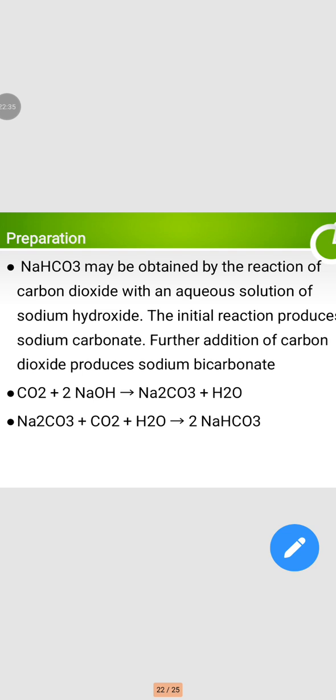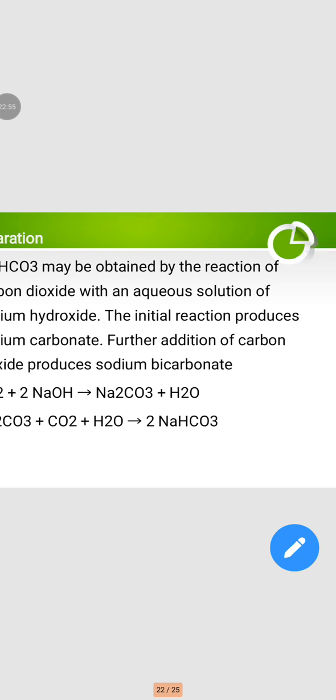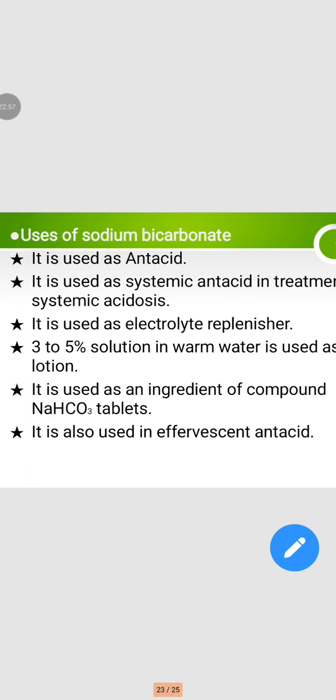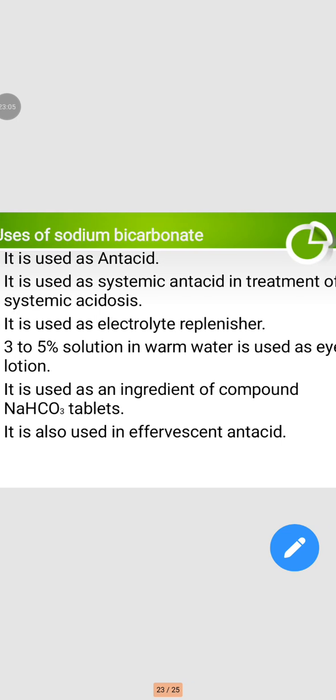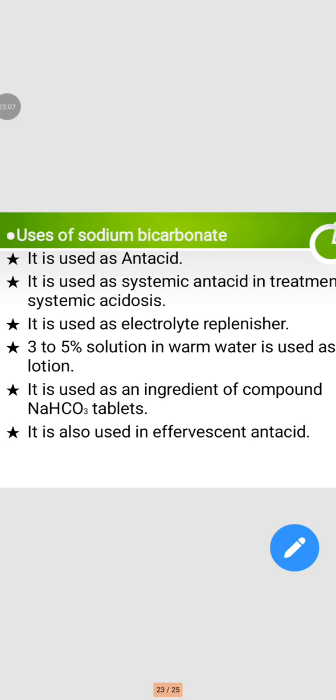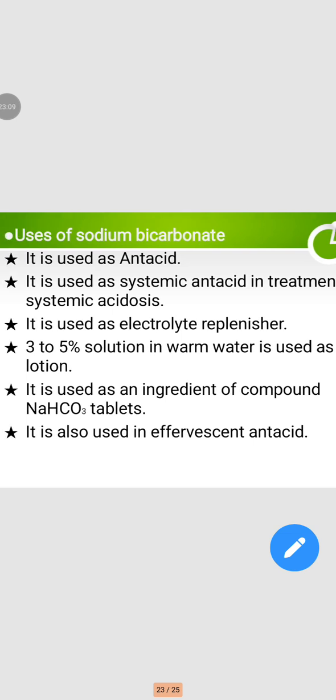Carbon dioxide CO2 plus sodium hydroxide NaOH gives sodium carbonate Na2CO3 plus water. Then further the sodium carbonate Na2CO3 is reacted with carbon dioxide plus water to give sodium bicarbonate. Then uses of sodium bicarbonate. It is used as an antacid. It is used as a systemic antacid in treatment of systemic acidosis. It is used as an electrolyte replenisher.